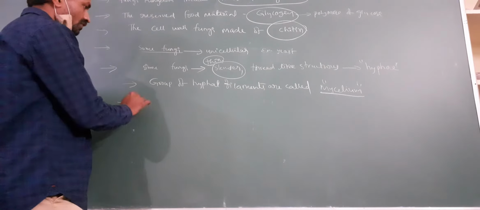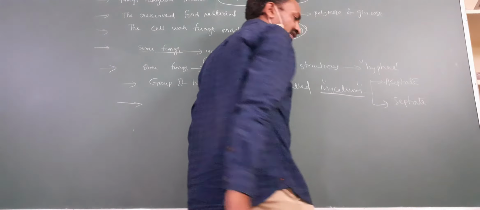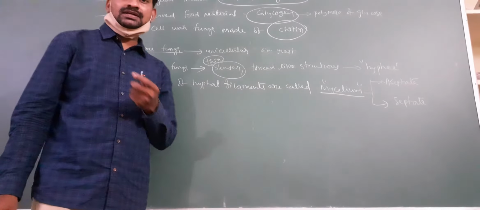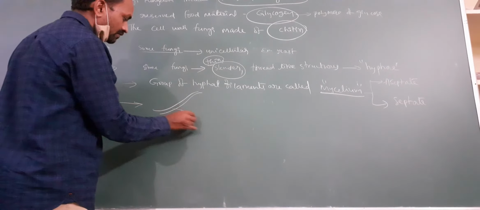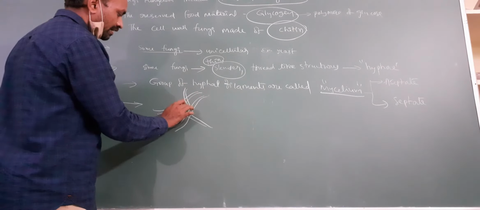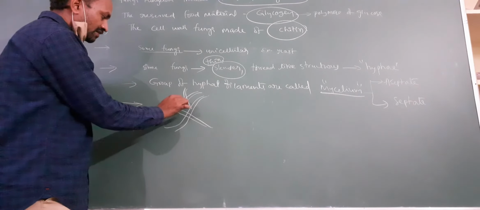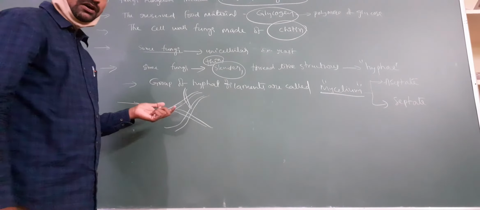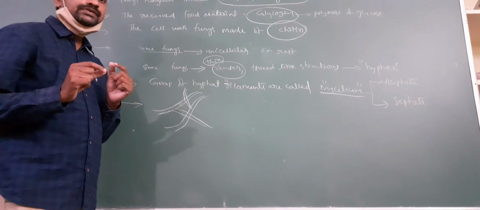And here this mycelium is of two types. First one is aseptate, and second is septate. What is aseptate? Aseptate mycelium does not contain any cross walls in the hyphae. Hyphae are tube-like structures. Here in these hyphae, we cannot find any cross walls. So due to the absence of cross walls, these hyphae look like very thin tube-like structures.